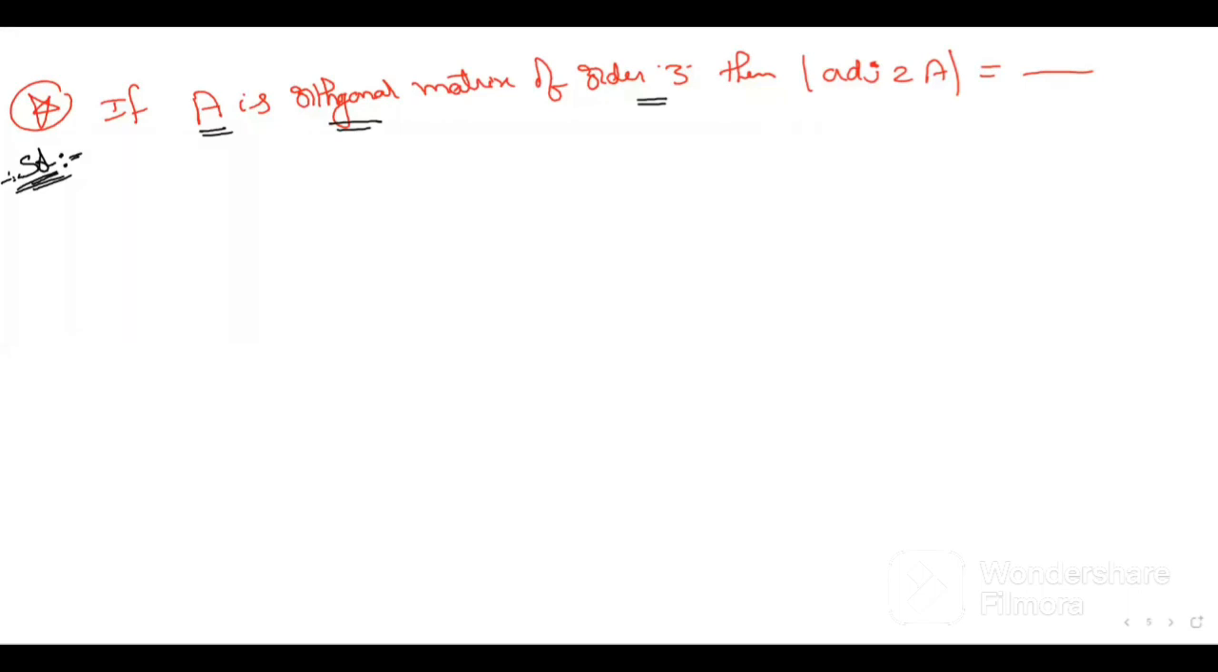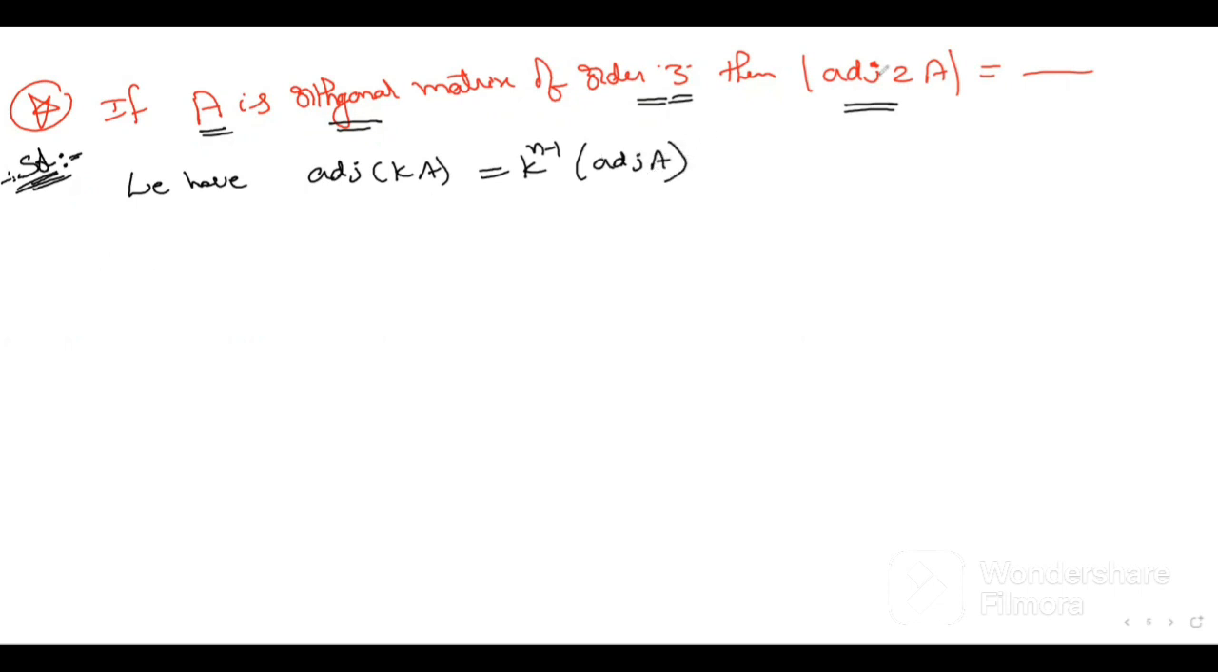Okay, now explain next problem. In the statement, A is an orthogonal matrix of order 3 given. Then find out the determinant of adjoint of 2A. First find out adjoint of 2A value. So we have adjoint of kA is equal to, what is the formula? k to the power n minus 1 into adjoint of A.